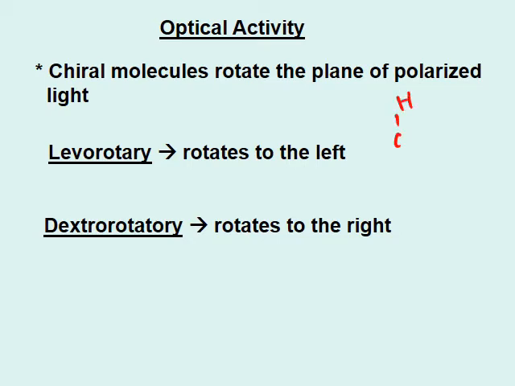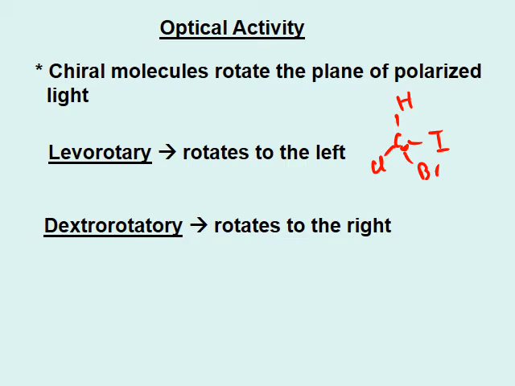H, Cl, Br, I. So around the carbon you have 4 different groups. So obviously carbon in this case represents a chirality center. Now its mirror image is obviously going to be a different molecule because they would not be superimposable.